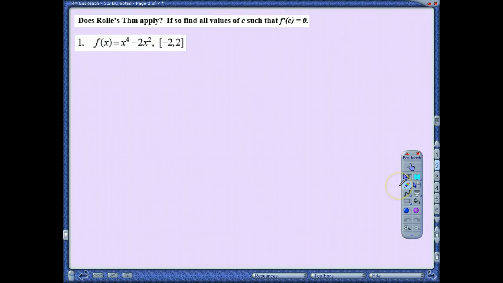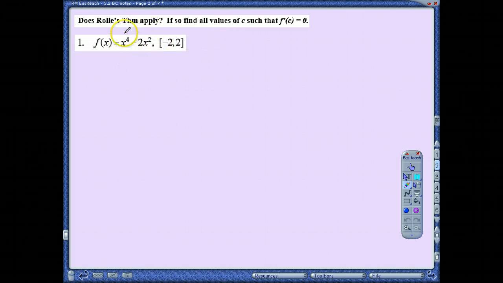So they'll ask us first, does Rolle's apply? If so, find those values. We have to discuss the fact that it's continuous and differentiable. If it's not, Rolle's doesn't apply. We will actually have to write it out.